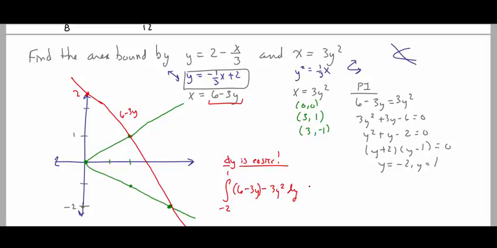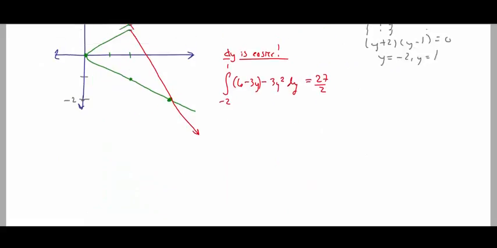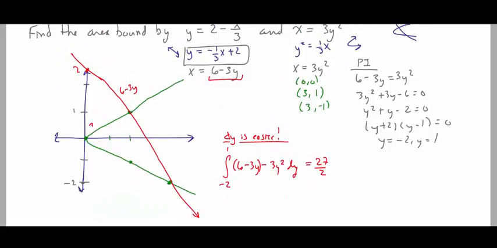Now if you want to go ahead and integrate this, you'll get 27 halves. Now dx is a little harder. And this is 3y squared over here. But I can set it up.